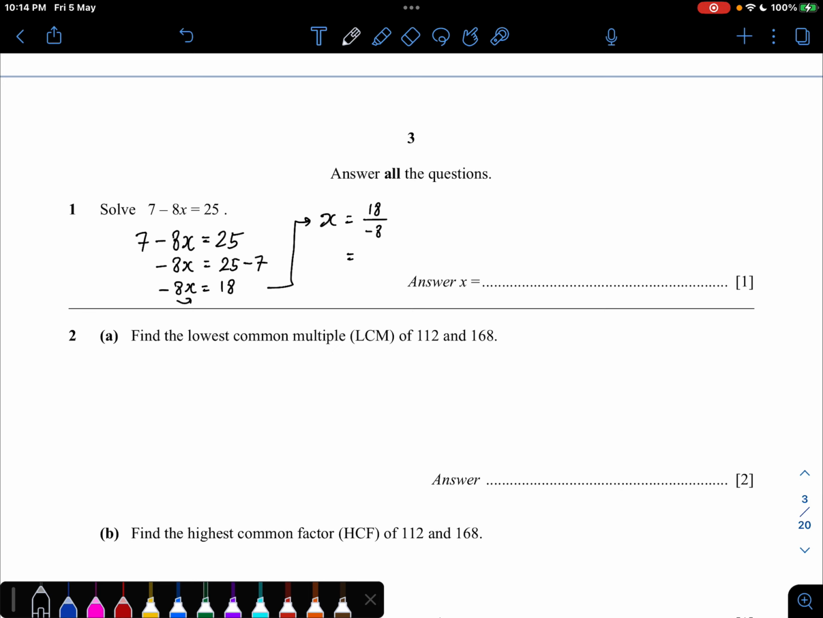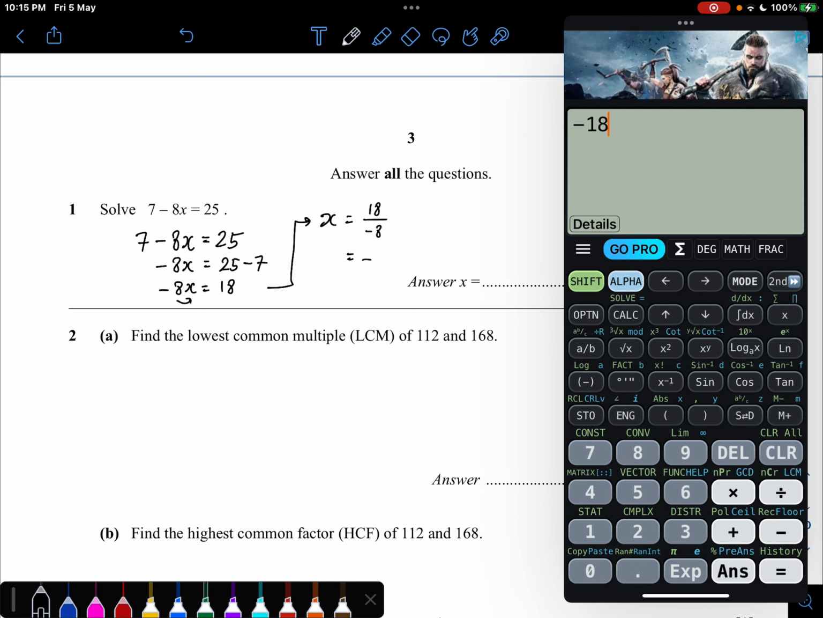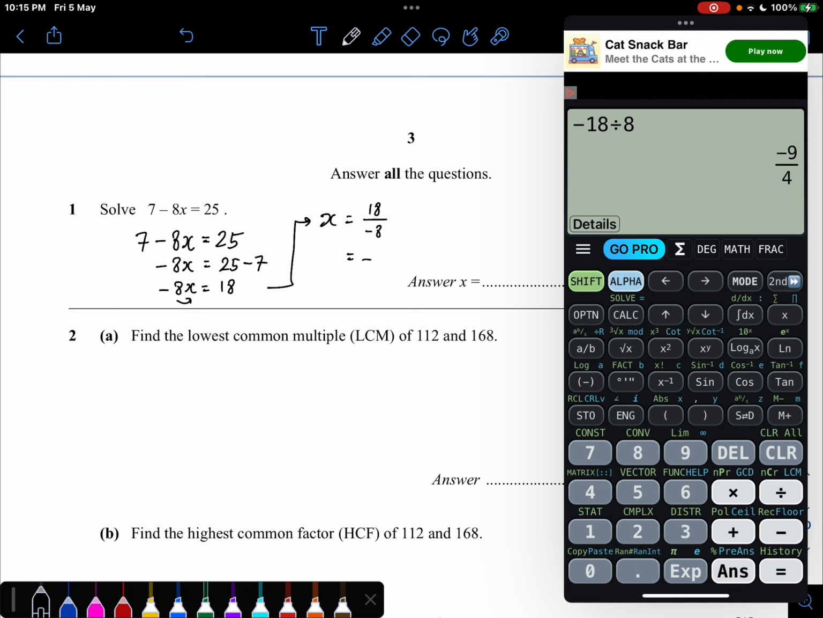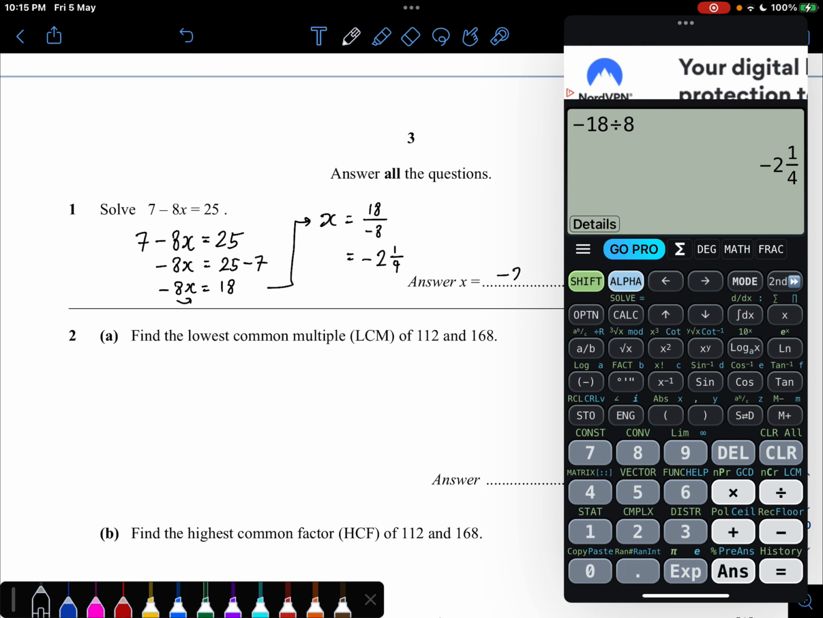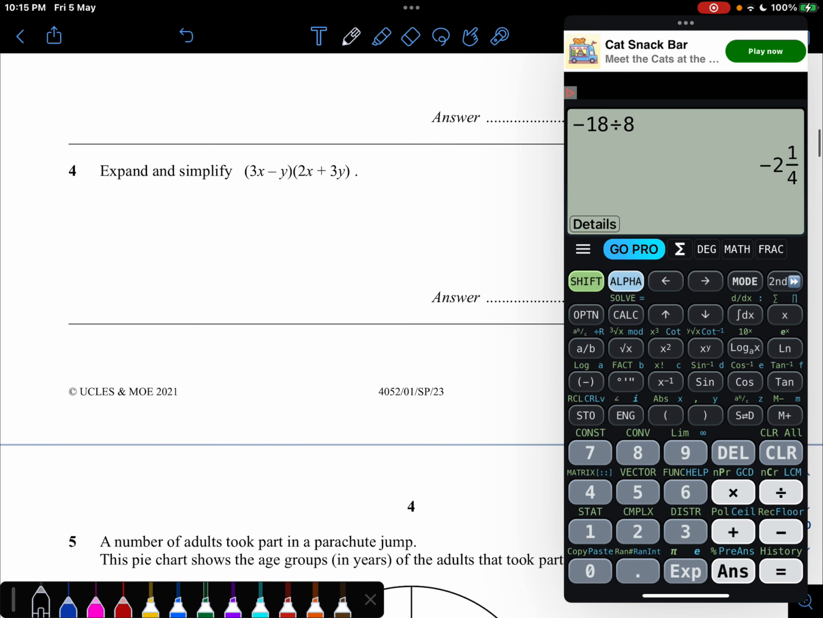Simplify with a calculator, you'll end up with negative 18 over 8, negative 9 over 4. Shift SD, and I get negative 2 1/4. That's the answer if your answer is a mixed number. Next one, question 4. So you want to expand and simplify this.